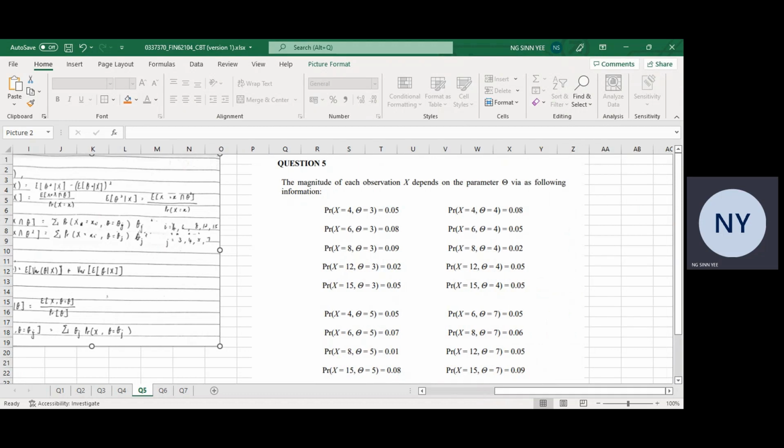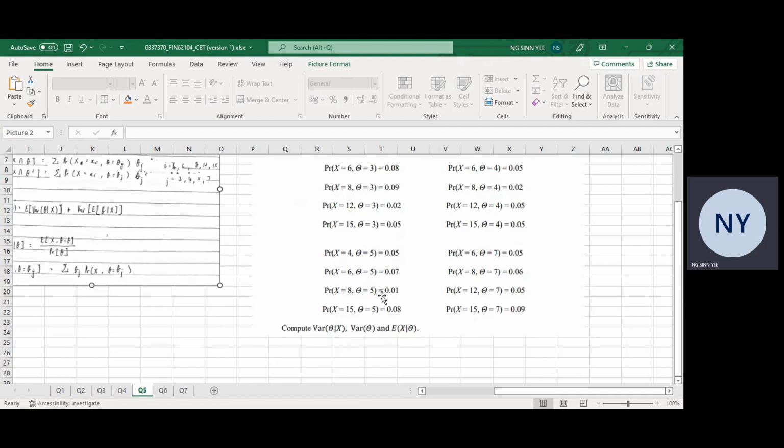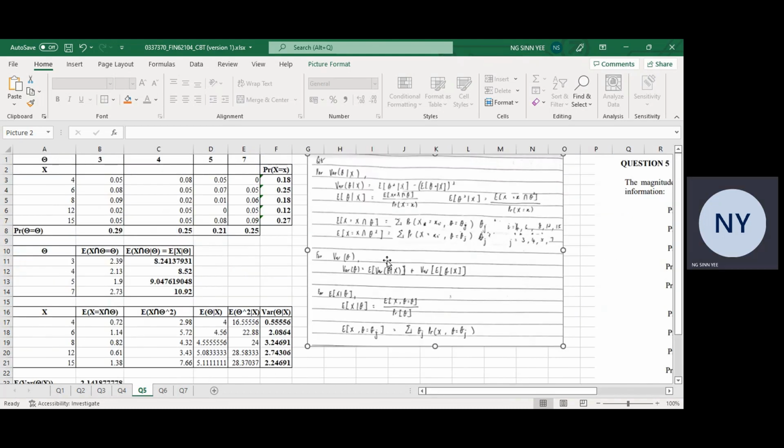In this video, we are going to discuss question 5 in Theory CBT. The question gives the joint probability of x and theta, and we are required to find the conditional variance of theta given x, the variance of theta, and the conditional expected value of x given theta. The solution is as shown on the screen.